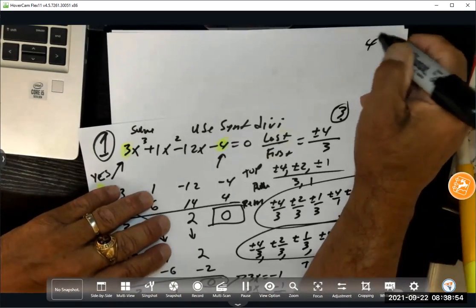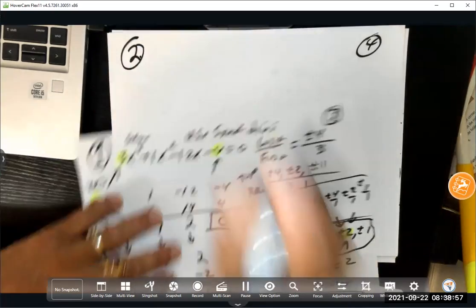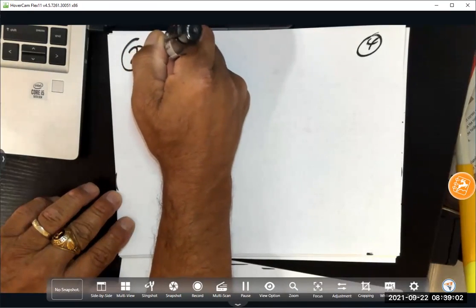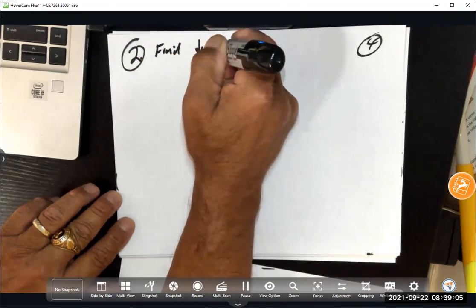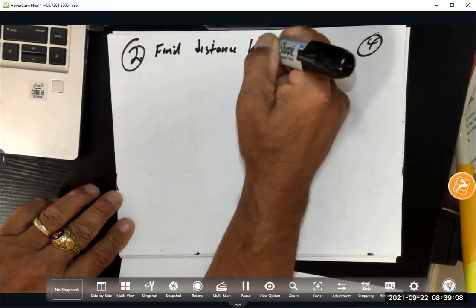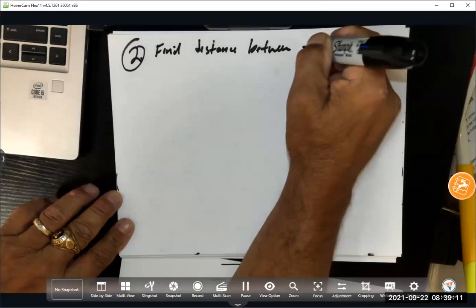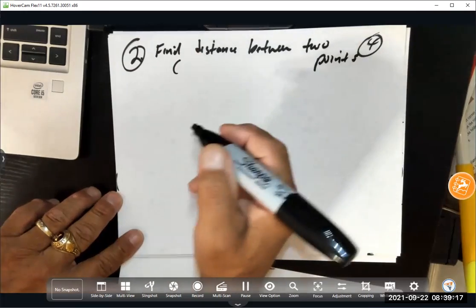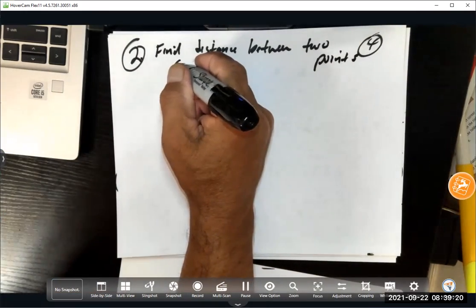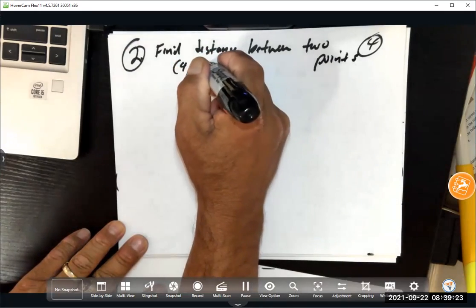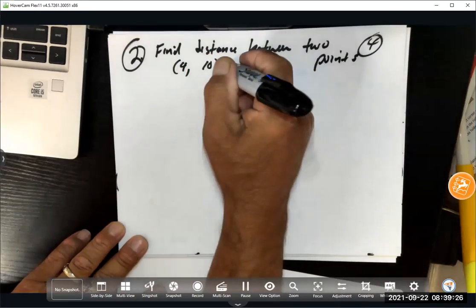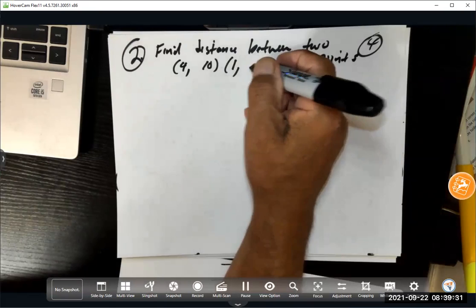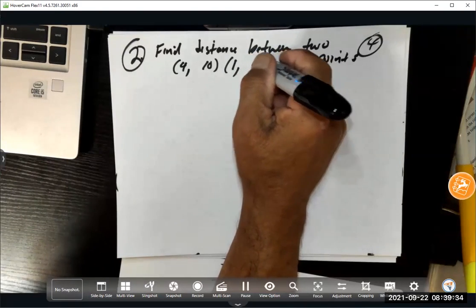All right, page number 4. I'm going to do question number 2 now. Ready? All right, this one is going to say, find the distance between 2 points. And I'll give you a point. Let's say I have the number 4 and 10 right here. And over here, I'm going to have 1 or 6, I guess. That sounds good.